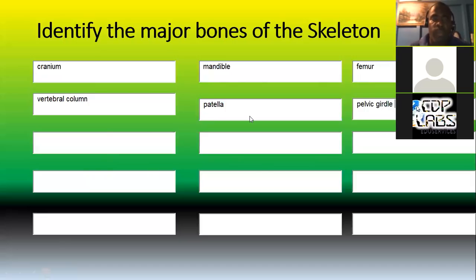Okay. Alia, you're next. The phalanges. How do you spell that? P-H-A-L-A-N-G-E-S. Okay. Chevelle, you again. Sternum. Sternum. Okay, good.